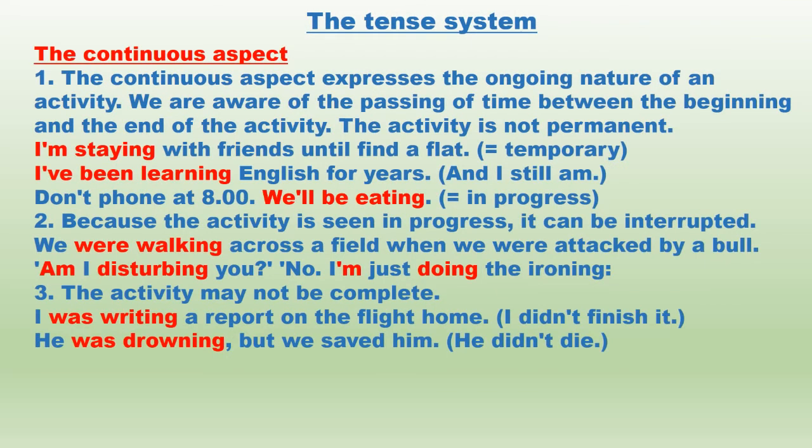The continuous aspect expresses the ongoing nature of an activity. We are aware of the passing of time between the beginning and the end of the activity. The activity is not permanent, and this is the difference between the continuous aspect and the simple aspect. In the simple aspect, the activity is permanent, while here it is not permanent. For example, I'm staying with friends until I find a flat. So the action here is temporary, for a short time until I find another house or another flat.